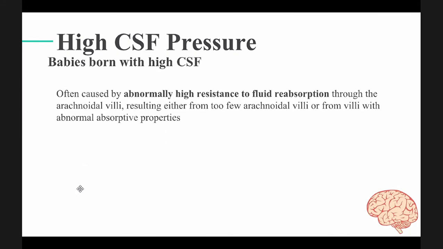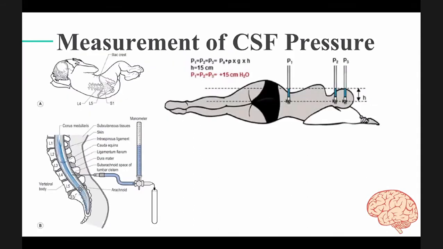Okay, in babies, there can also be an increase in CSF pressure, and it is often caused by abnormally high resistance to fluid reabsorption through the arachnoid villi, resulting either from too few arachnoid villi or from villi with abnormal absorptive properties, meaning they are born with an abnormality in the absorptive property of the arachnoid villi, and that's why there is accumulation of CSF fluid and therefore an increase in pressure.